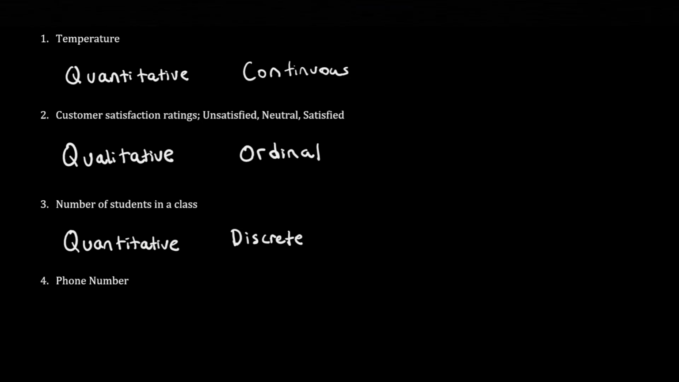Finally, this can be a little tricky, but what type of variable is phone number? Don't be confused by numbers, as a phone number is just a category. So each person has a unique category for their phone number. So it's qualitative. Now there's no inherent ordering to a phone number. We can't exactly say that one phone number is greater than the other, so it's nominal.